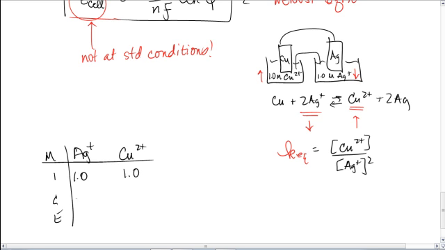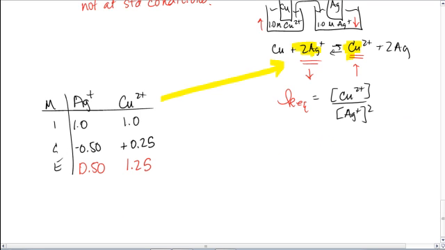Well, let's say we let it run until half of the silver ion is used up. Then we're going to make a quarter more. Why? Because it's 2 to 1 over here, right? And so we end up with 0.5 molar silver ion left and 1.25 molar copper ion. Well, if we want to find out what the voltage is that we should get from that, we can plug it into the Nernst equation. E naught was 0.46 volts. We already did that one.